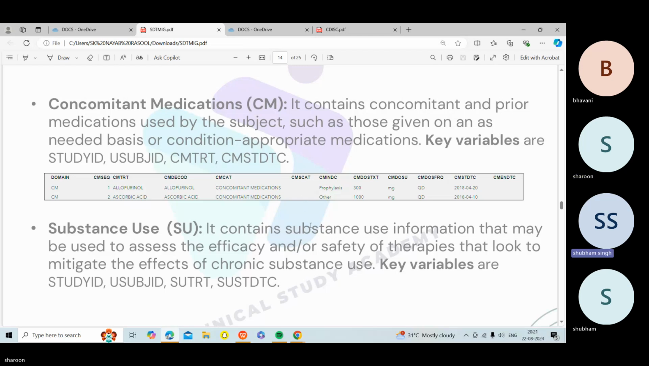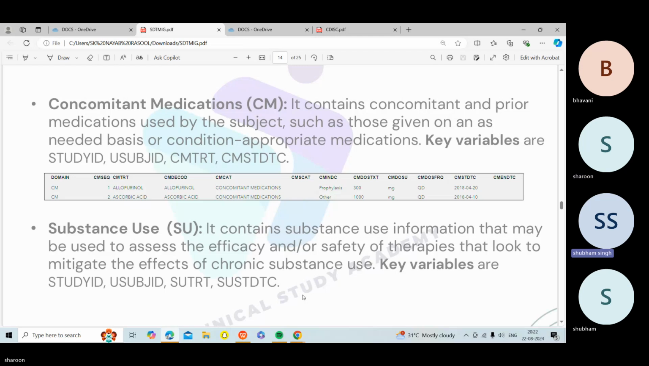And the dose unit, you can see CMD code. CMD code, you can see the coded name, and CM dose TXT. In that you can see the dose amount, 300 mg, 1000 mg. mg is the unit of the drug.